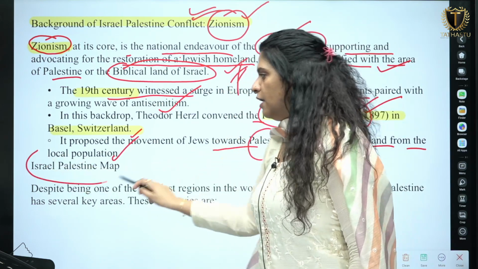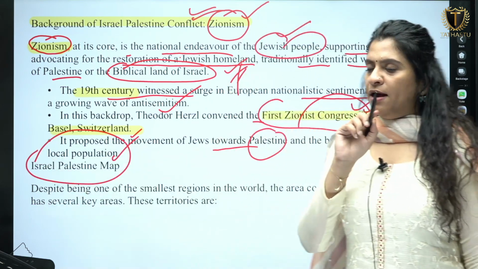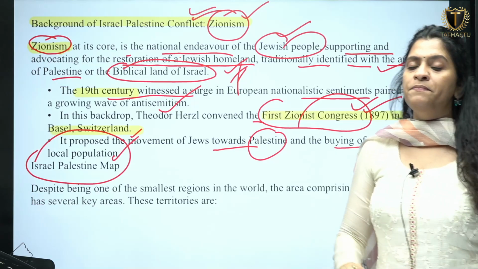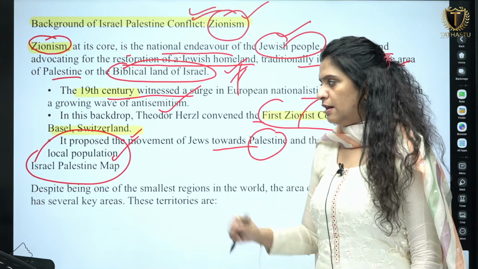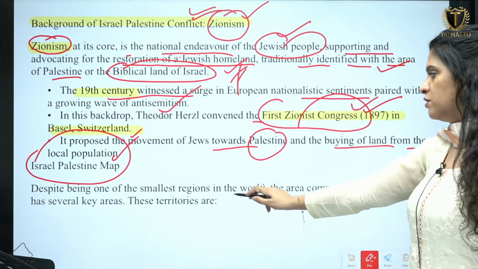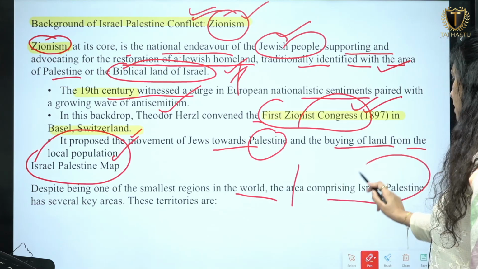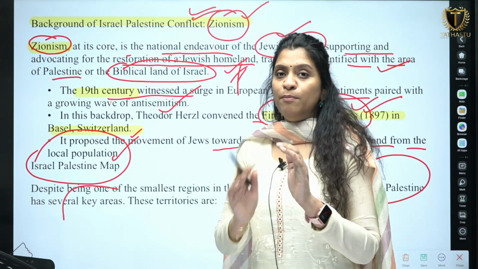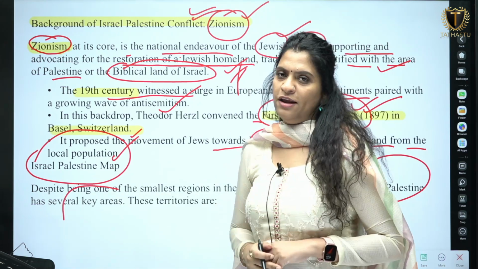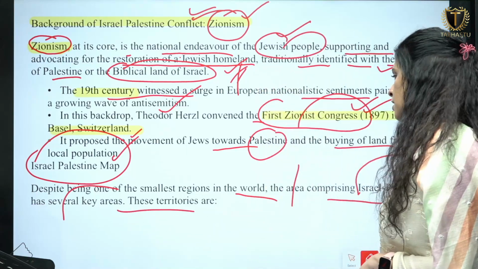So now let's look at the Israel-Palestine map, and this is very confusing most of the time, and UPSC does ask map-based questions from this area. So despite being one of the smallest regions in the world, the area comprising Israel-Palestine has several key areas. बहुत छोटी जगह है but बहुत सारे areas हैं इस total area में. Let's look at these territories.